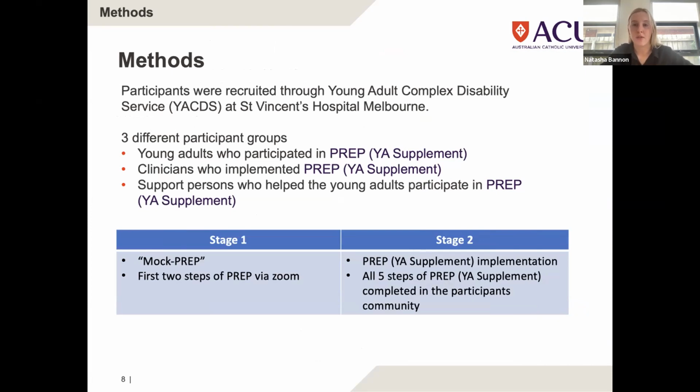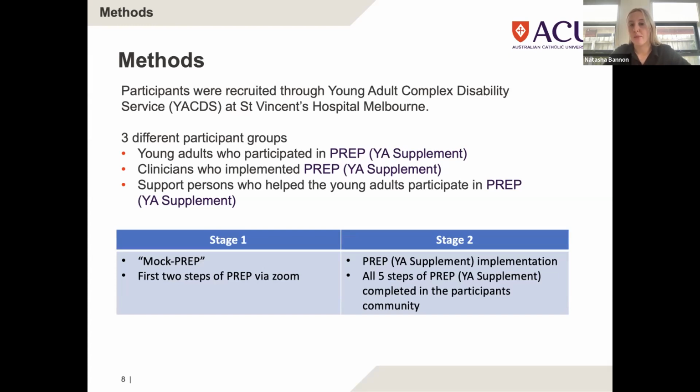For stage 1 of the research, this took place in 2020. During this time, COVID restrictions meant that people could not go out into the community. And so Annie delivered a mock version of PrEP. This mock version involved the young adults completing the first 2 steps of PrEP via Zoom.